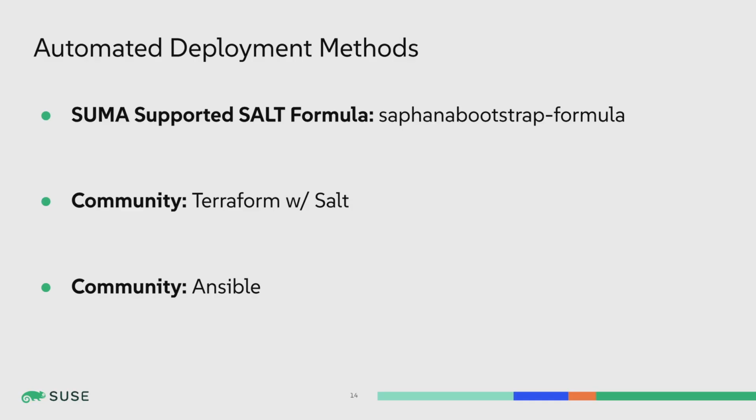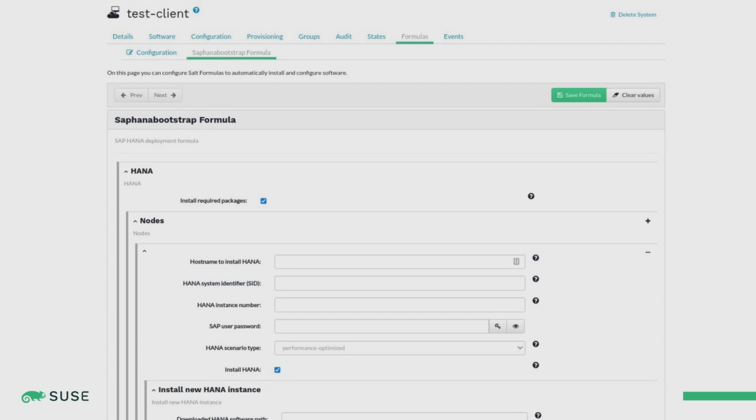SUSE Multi-Linux Manager supports SUSE-provided salt formulas that can help with configuring HANA and ASCS solutions. There are also community Terraform and Ansible projects that can be a great starting point for your deployment automation. Here is a screenshot showing the configuration form for the HANA formula within the SUSE Multi-Linux Manager web UI.